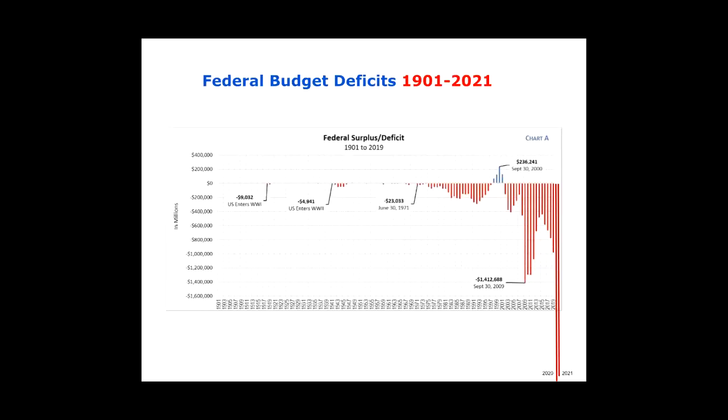If we look at this on another chart, we can kind of see that for most of the time, when we had wars, we had a little bit of a deficit, but it was temporary.